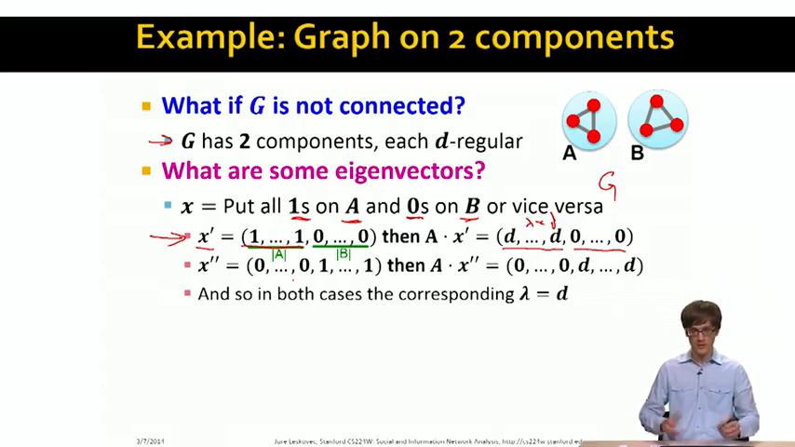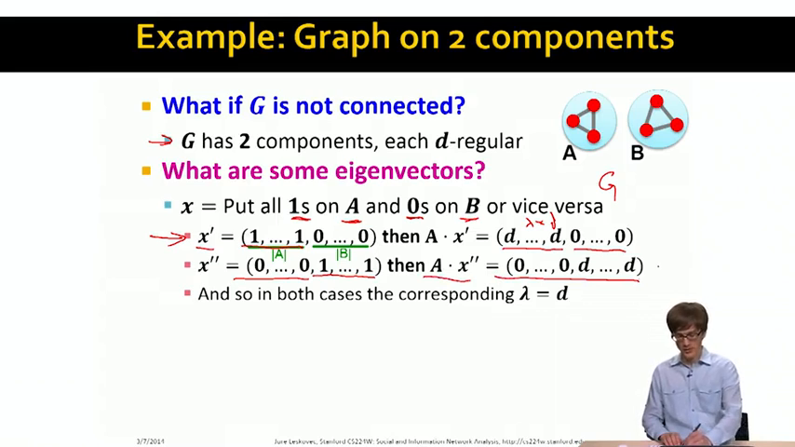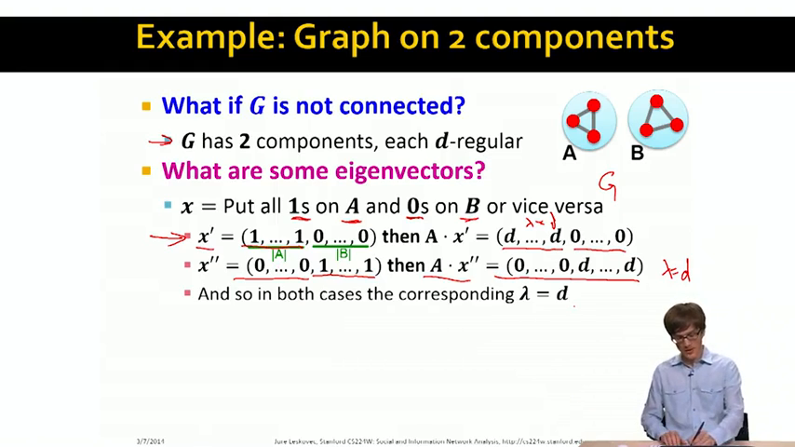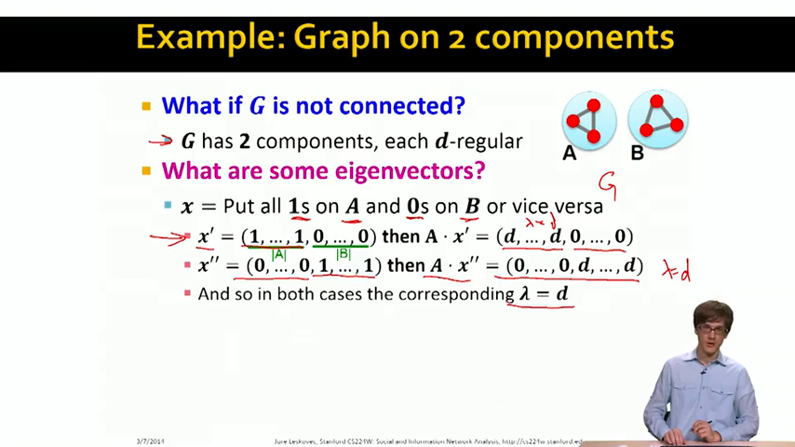Similarly, analogously or symmetrically, we can do the same thing where we put the label 0 on the nodes in A, and the value 1 on the nodes in B. Again, if we compute A times x double prime, we obtain basically the same kind of vector, and again we have the eigenvalue of d. So what we have learned is that in both cases we have two different eigenvectors. The first one has entries 1 and then entries 0. The other one has zeros first and then ones. And in both cases, the corresponding eigenvalue equals d.